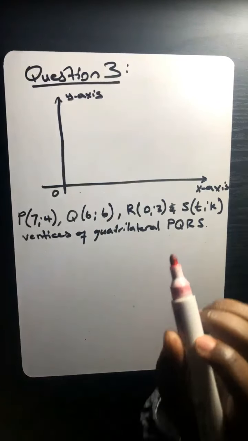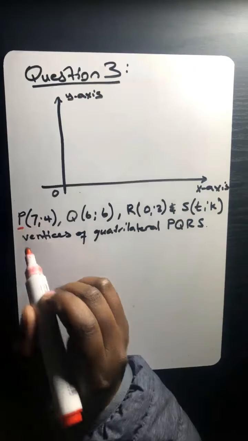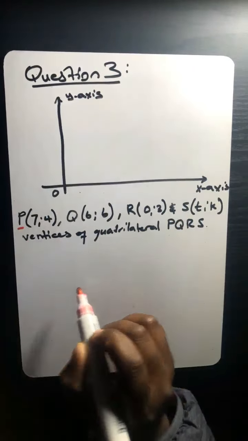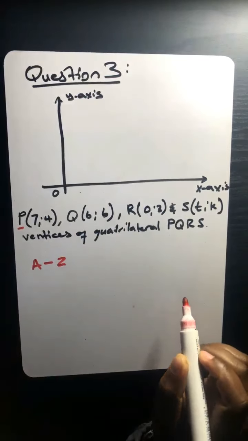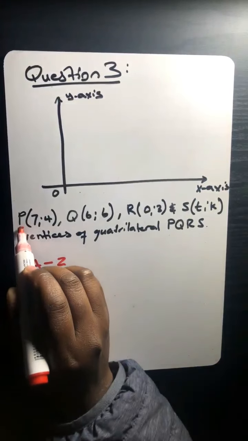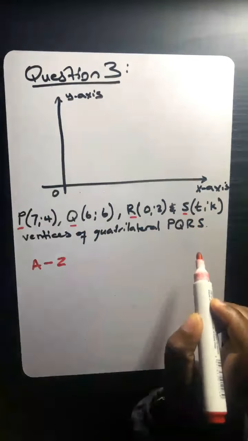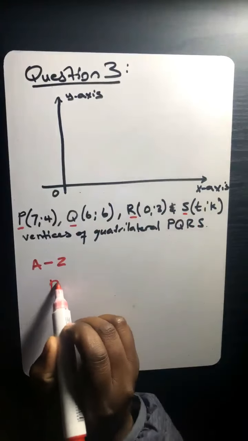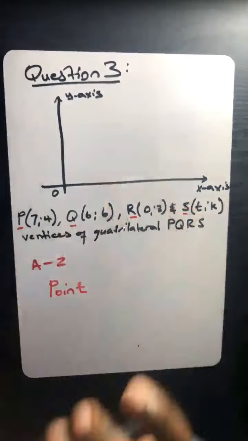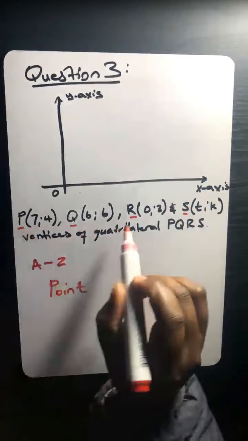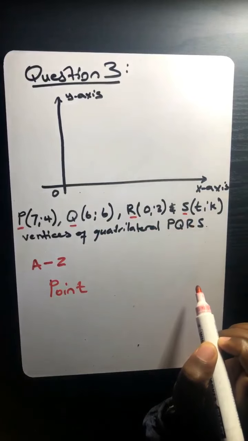So, listen to me very carefully, guys. This is a letter which could have been any letter from A up to Z. In this case, they chose to use letter P, letter Q, letter R, letter S. What do we call those letters? We call those letters points. So that means on this question, we are given point P, point Q, point R, and point S. Very, very much important, ladies and gentlemen.